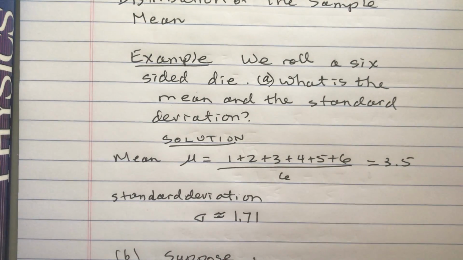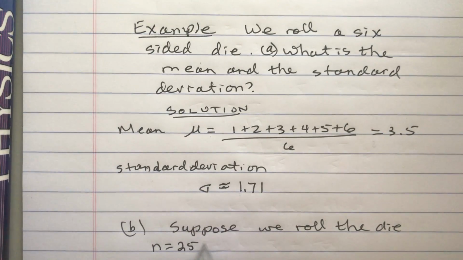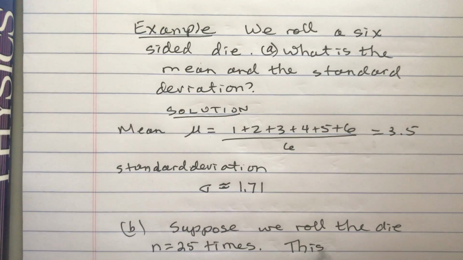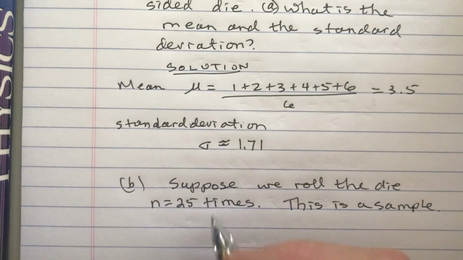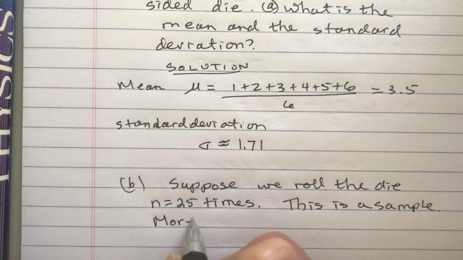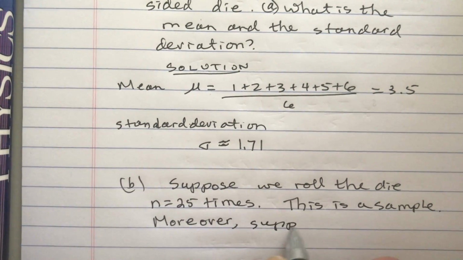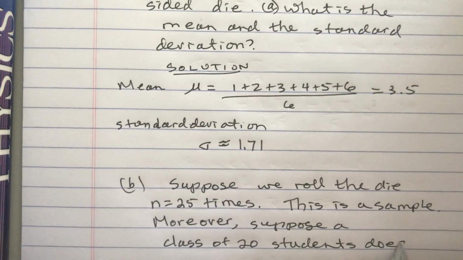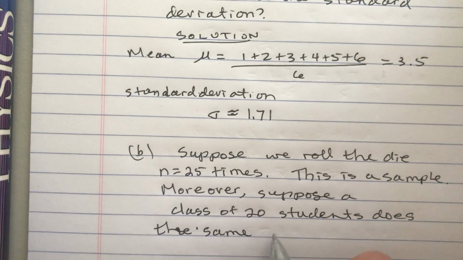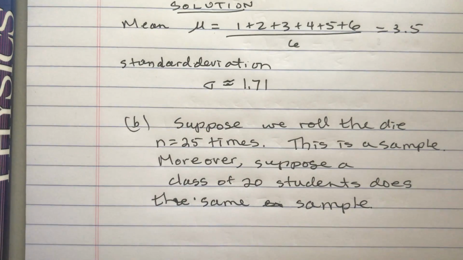Suppose we roll the die n equals 25 times. This is a sample. Moreover, suppose a class of 20 students does the same thing. The same sample. Okay, so they're rolling the die 25 times.